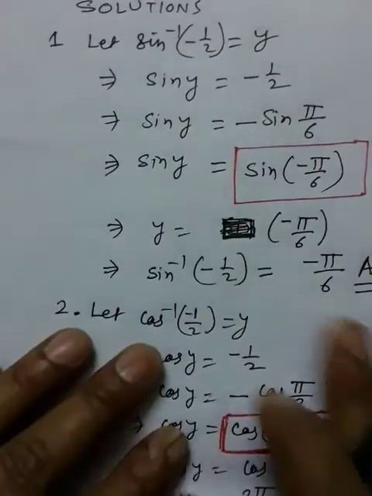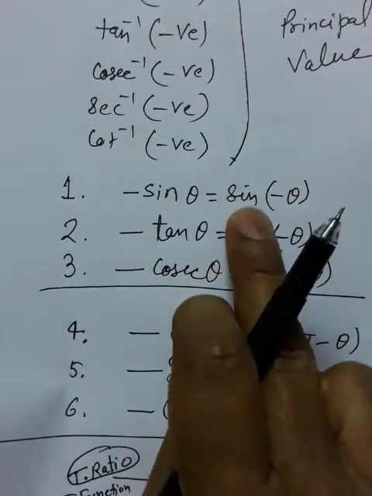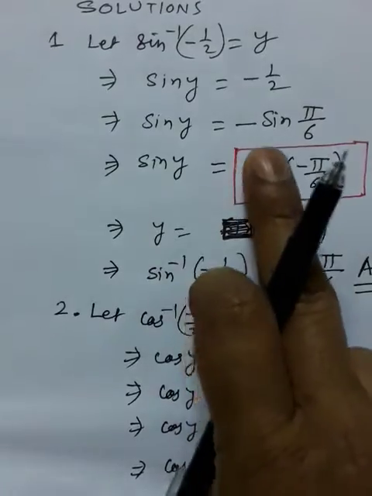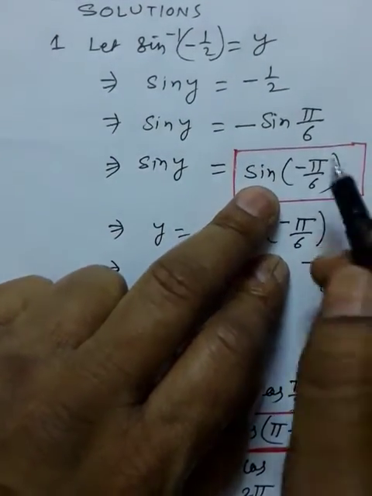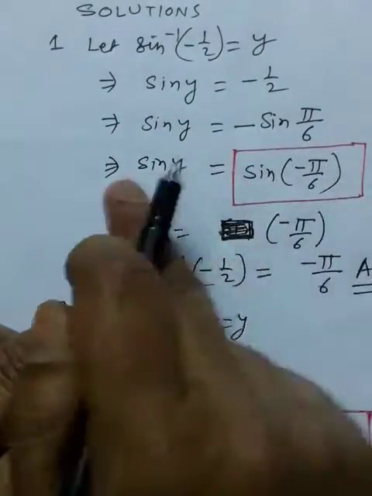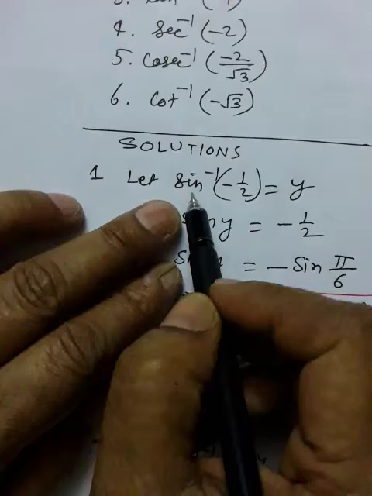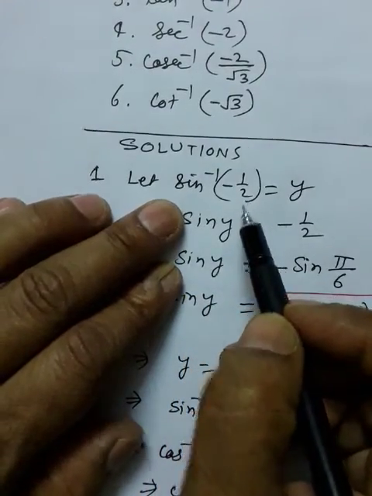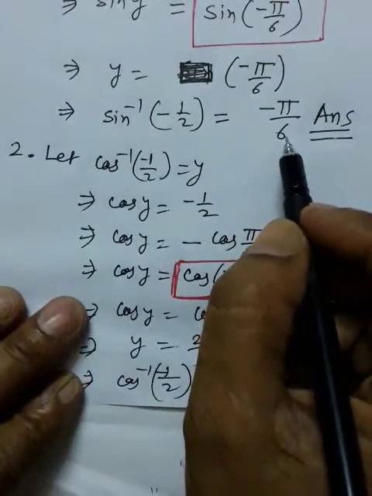So coming to the question. Dear children, I told you when you get minus sine theta, you have to put sine minus theta. So here it is minus sine theta, so we will put sine minus theta. And when you get this, you can write y is equal to minus pi by 6. So what is y? You have supposed y is sine inverse minus 1 by 2. So sine inverse minus 1 by 2 will be equal to minus pi by 6. And this is the answer.